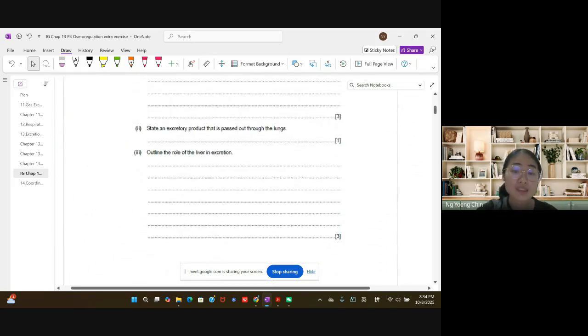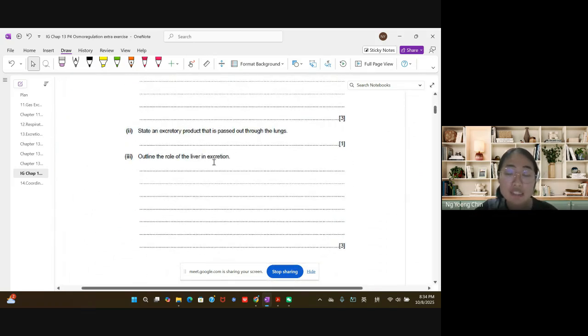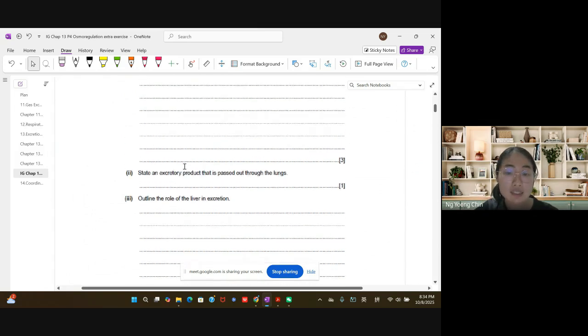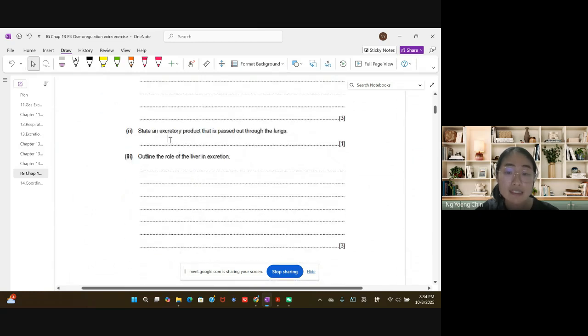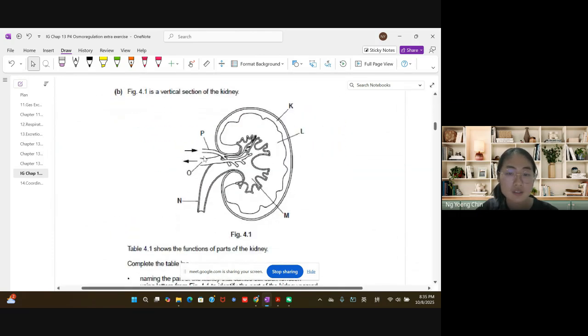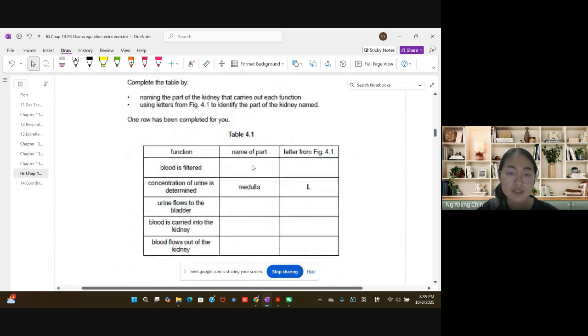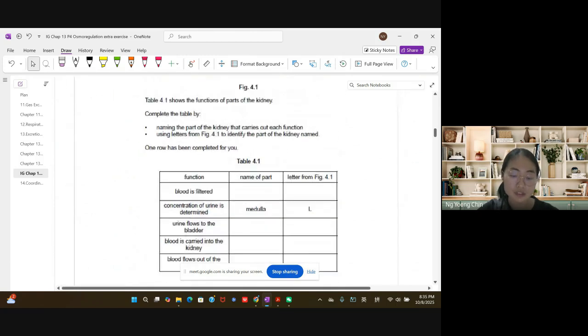So you know how to answer. See, role of the liver in excretion. It's similar to what we discussed just now. You need to write about deamination, which is how proteins are able to remove their nitrogen group. This excretory product passes out through the lungs, which requires carbon dioxide. For this one, we do this question together.